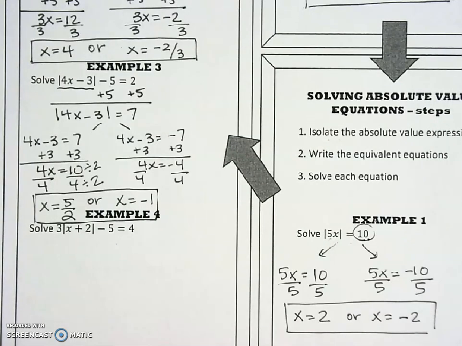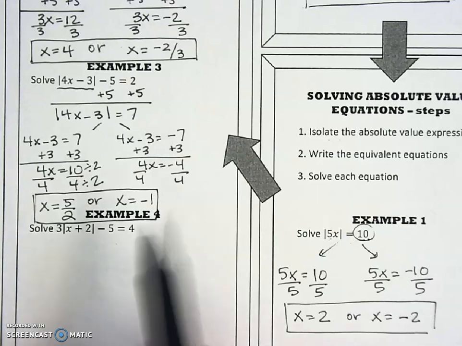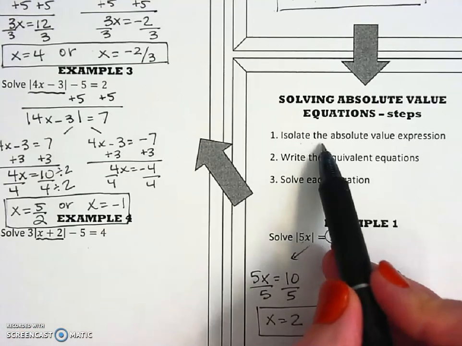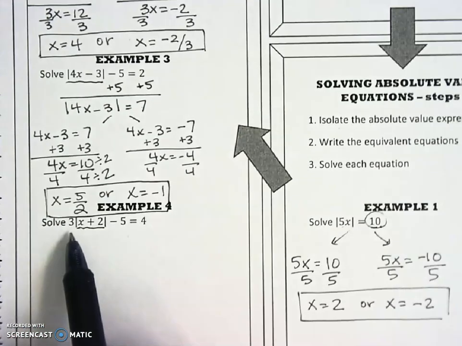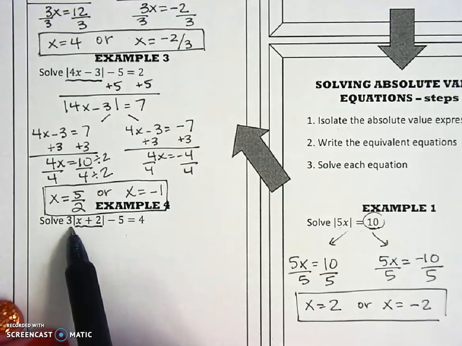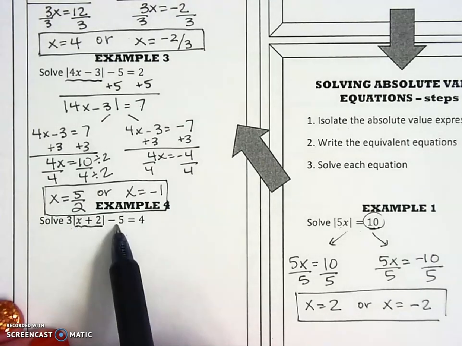And then on this last example, there are 2 things outside of the absolute value. So here's my absolute value. My first step is to isolate it. So that means getting it all by itself. But right now there's times 3 on the front and minus 4 on the right.